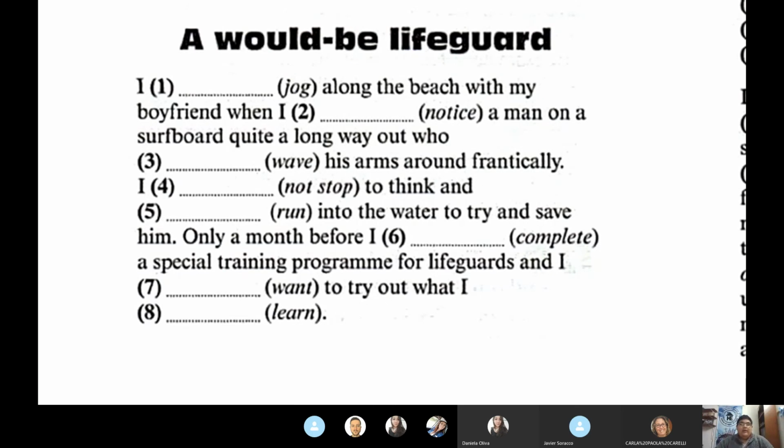So I was jogging along the beach with my boyfriend when I noticed a man on a surfboat quite a long way out who was waving his arms around frantically. I didn't stop to think and ran into the water to try and save him. Only a month before, I had completed a special training program for lifeguards. I had wanted to try out what I had learned. Or maybe here I made a mistake. You can't say I wanted. I wanted to try out what I had learned. Yes, sorry.